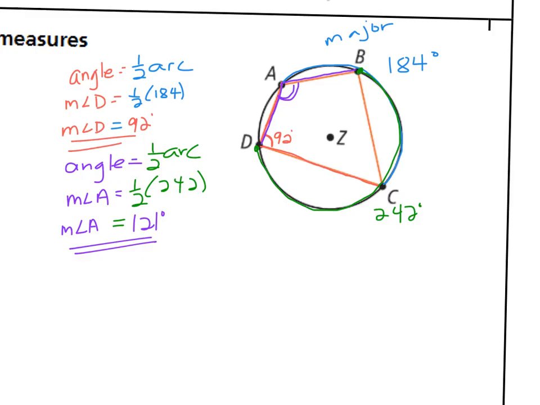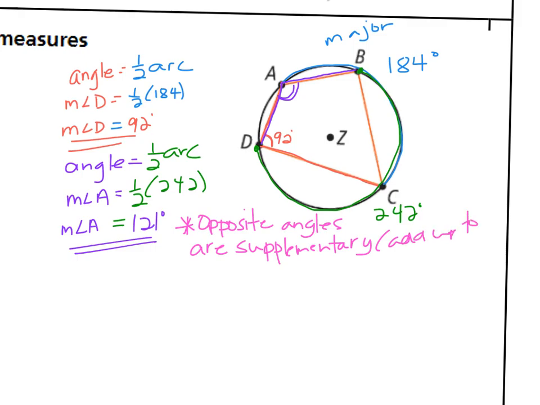From here, we can use a little rule about quadrilaterals inside of a circle. So quadrilaterals inside the circle, opposite angles aren't congruent, but they are supplementary. And who remembers what supplementary means? They add up to 180. If we know two of the angles inside this picture, we knew that angle D is 92 degrees and angle A we said was 121. I can go ahead and mark that. Forgot to do that before.